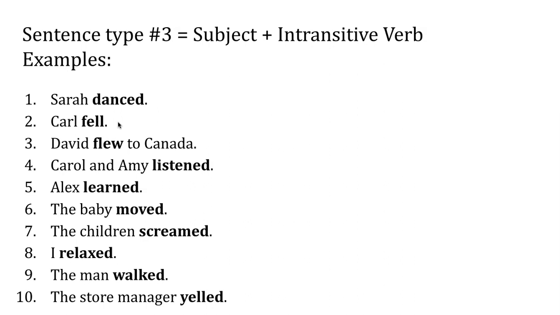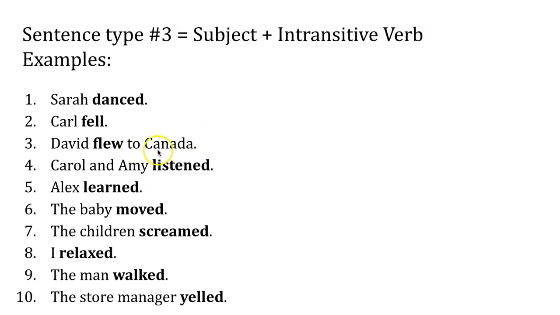The object does not receive this action, so the action stays with the subject. Number 3, David flew to Canada. Flew, like get on a plane and fly. David flew, past tense. After flew, we don't have an object.